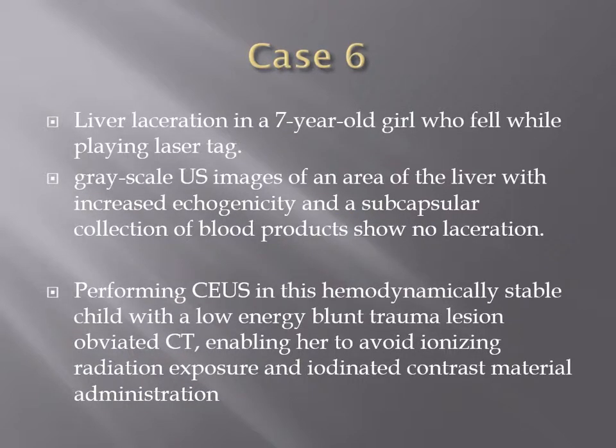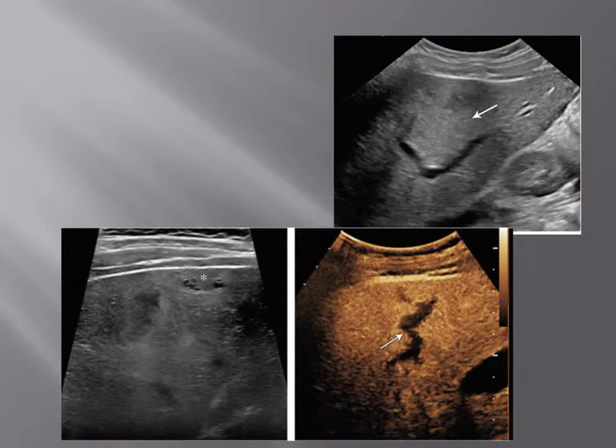The last case is a child who had a fall from laser tag, and she had a liver laceration. On gray scale ultrasound, it was quite difficult because it showed an echogenic area and a subcapsular hematoma. However, on contrast enhanced ultrasound, the liver took up the contrast, and there was a serpentine defect. And this type of laceration is consistent with a grade 3 according to the American Association for the Surgery of Trauma.